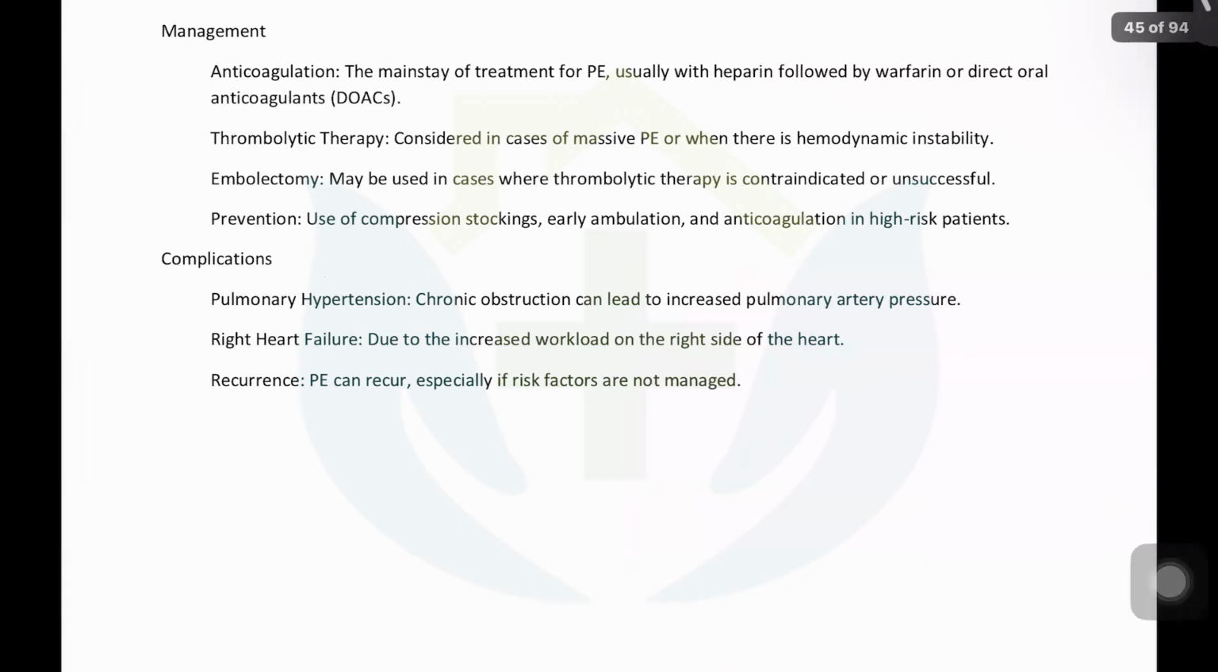How do you manage? Mainstay is anticoagulation and thrombolysis. Embolectomy is done in severe cases. And sometimes, to prevent it, although it is not indicated in many situations nowadays, the IVC filter is an important one to prevent against DVT. But the IVC filter itself is a problem. Hence, it is not recommended nowadays, only where thrombolysis or anticoagulation long term is contraindicated.